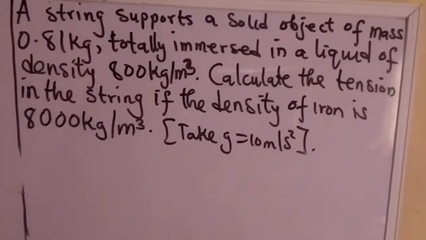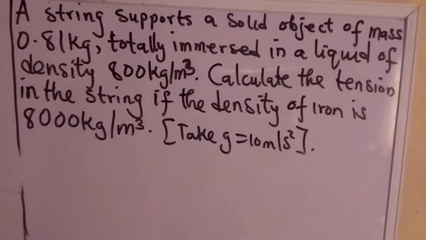Ray Science. Now, the question is this: a string supports a solid object of mass 0.81 kilograms, totally immersed in a liquid of density 800 kilograms per meter cube. Calculate the tension in the string if the density of iron is 8,000 kilograms per meter cube. And we are advised to take the value of G as 10 meters per second squared. Now let's see how we can interpret this question and answer it.